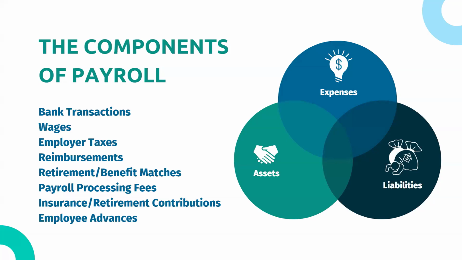Let's look at retirement and benefit matches. So if Paper Trails is making a retirement payment or a benefit payment on your behalf, meaning we are collecting the money from you and from your employees and sending a check, for example, off to your retirement provider, you're going to want to post that retirement contribution as an expense, right? So the match will be an expense.